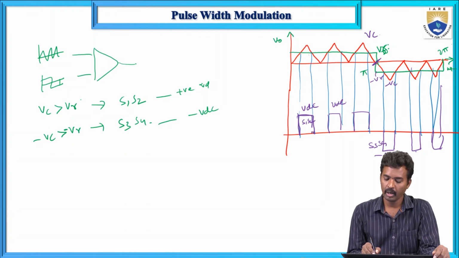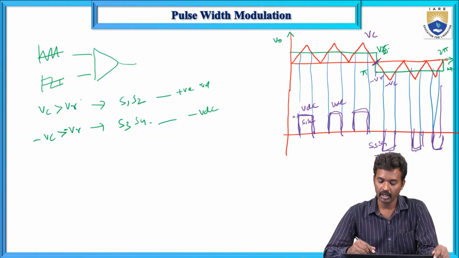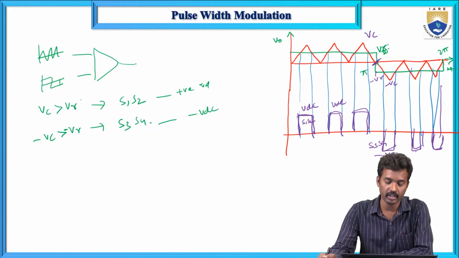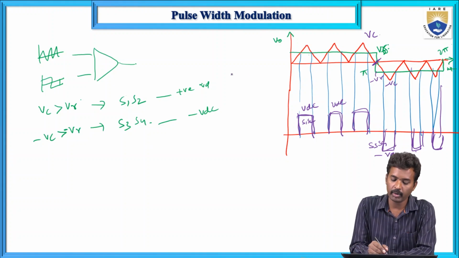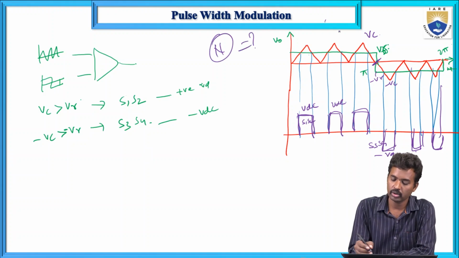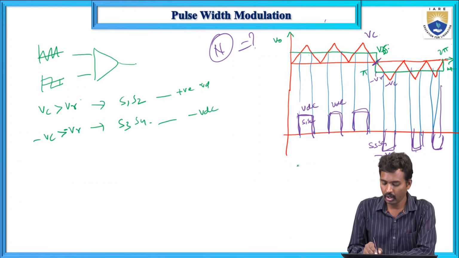So we are getting multiple pulses in the half cycle, in the complete full cycle. Here we are getting 3 pulses. So how to determine the number of pulses in the half cycle? Suppose the number of pulses is n. How to get this? Let me change the color. This is the total time period.